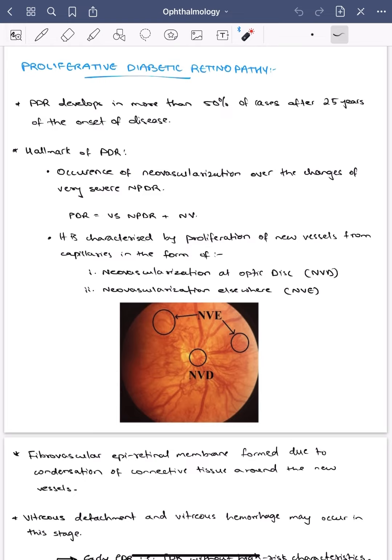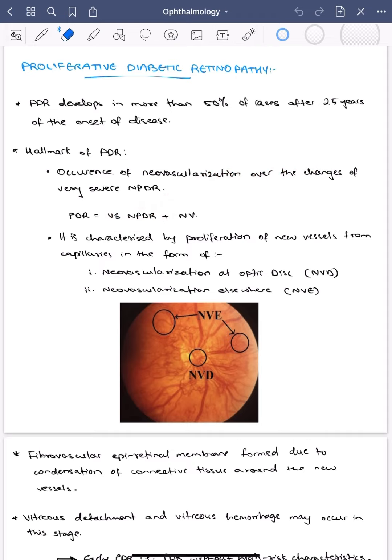Okay, so if a patient comes to you with a history of having diabetes for more than 25 years, then you can think of proliferative diabetic retinopathy. Now, the hallmark of proliferative diabetic retinopathy is the presence of neovascularization over the changes of very severe NPDR. So, proliferative diabetic retinopathy is equal to neovascularization plus features of very severe NPDR. Now, features of very severe NPDR, remember the 4-2-1 rule.